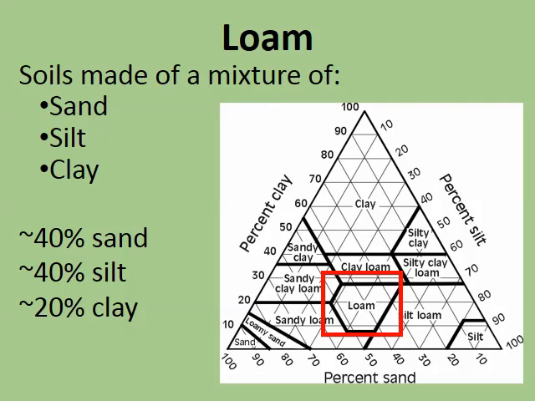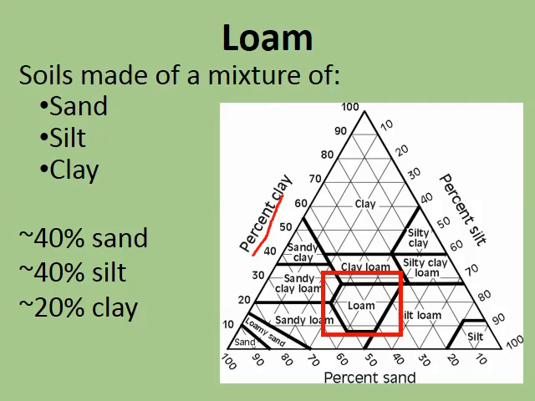Then we have loam. This is your mixture of sand, silt, and clay. In a perfect loam, which you can see here highlighted in red, it's about 40% sand, 40% silt, and 20% clay. Okay? These are your different types of soils, and what this is called here is a soil textural triangle.